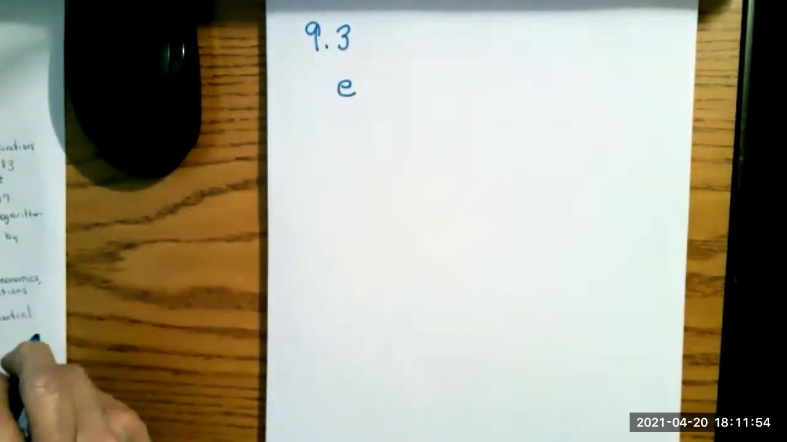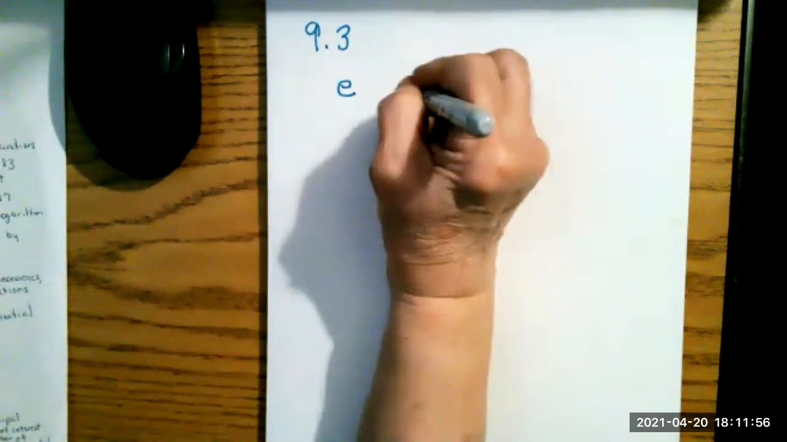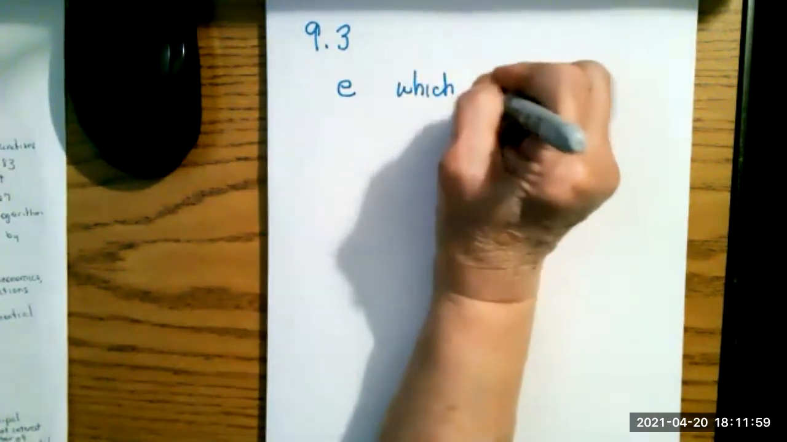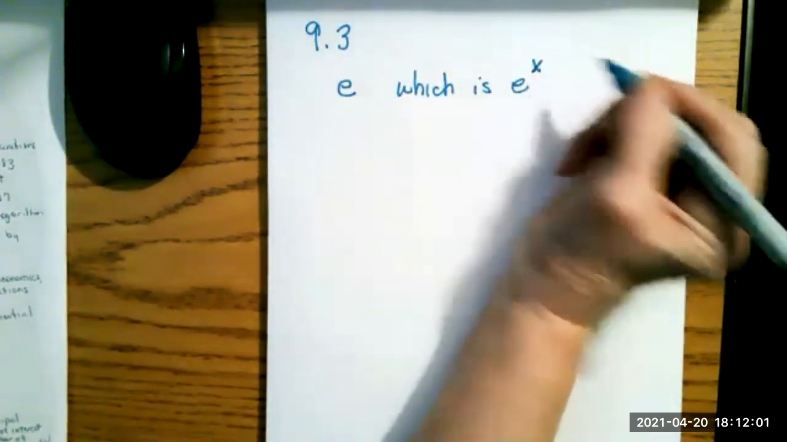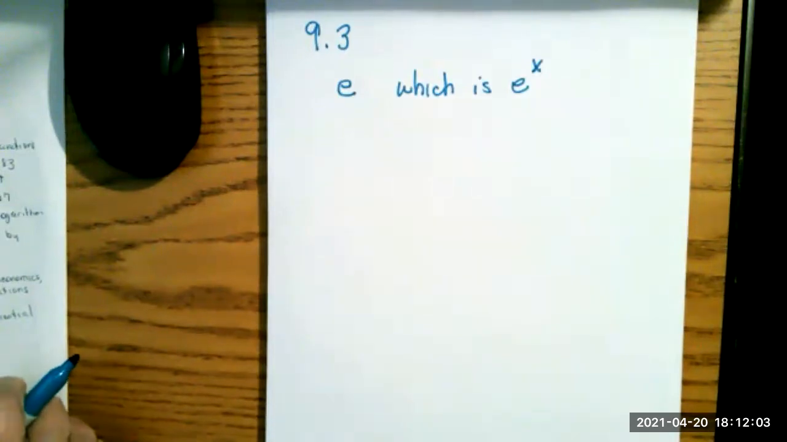One of them is an E. So look on your calculator and see if you can find that E. It has an E to the X on it, actually. See if you see it. Anyone see it?